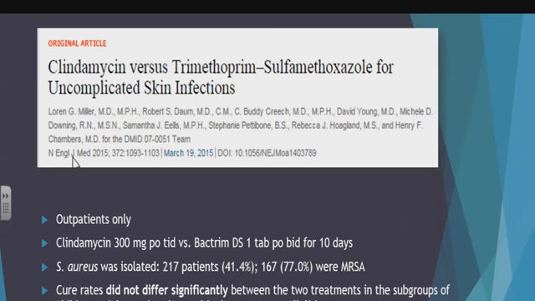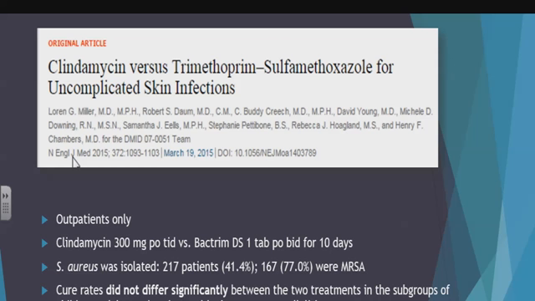And the cure rates did not differ significantly between the two treatment groups, even in the subgroups of patients with cellulitis. When I'm thinking cellulitis, I'm normally thinking you need adequate streptococcal coverage, right? And I don't consider Bactrim adequate streptococcal coverage. So this was a big confusing thing for me.